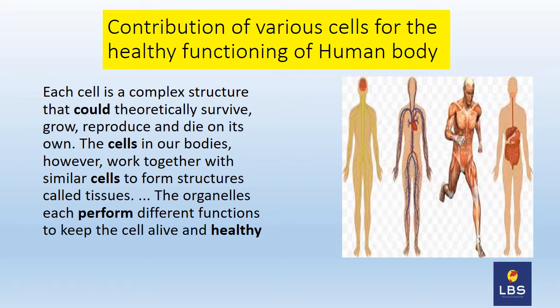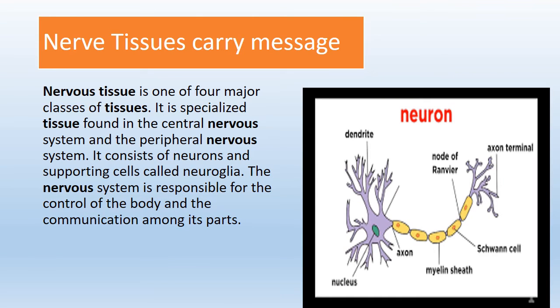Let's move towards the topic in which we are going to learn about those things which play an important role for us. The first one, nerve tissue. And what is nerve tissue? Nerve tissue carries messages to different parts of the body. Due to these nerves, there is coordination among different parts of the body.